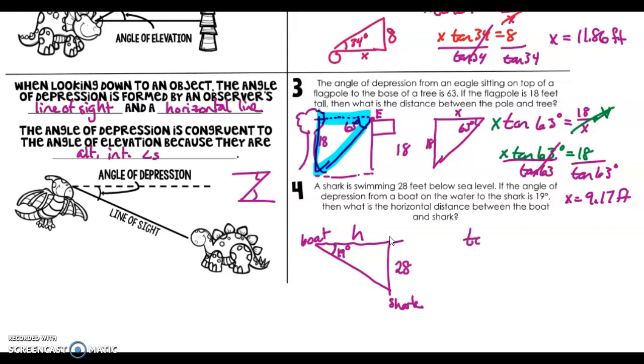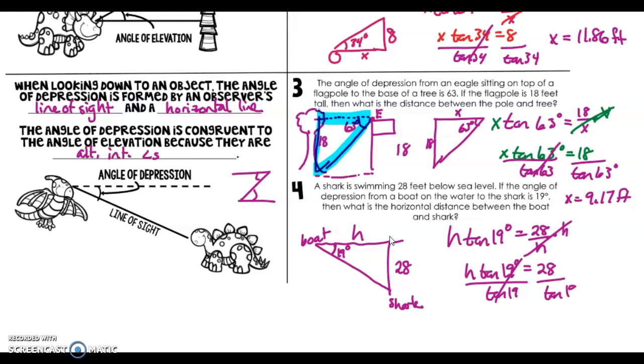So looking at this, once again, I have tangent of 19 degrees equals 28 over H. By now, we should be really good at knowing how to get the variable by itself when it's on the bottom of a fraction. We've been practicing this. So we divide by tan 19. All right, and I end up with 81.32 feet. So they're 81.32 feet apart horizontally.